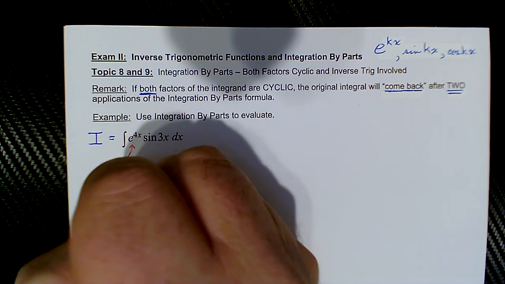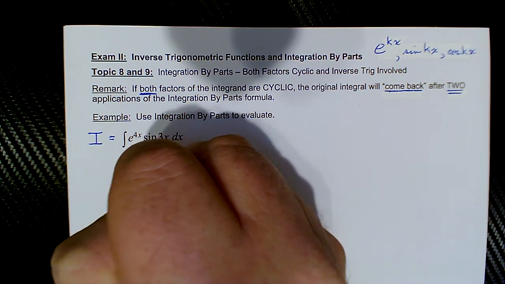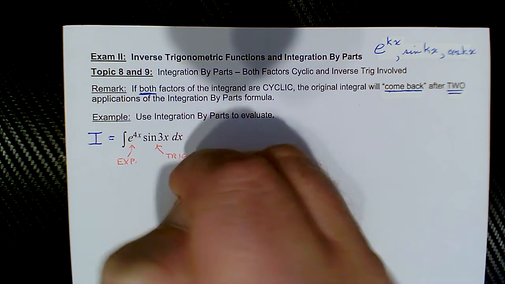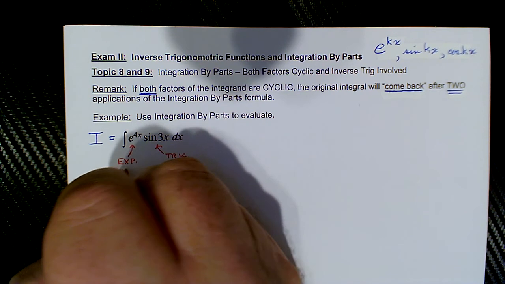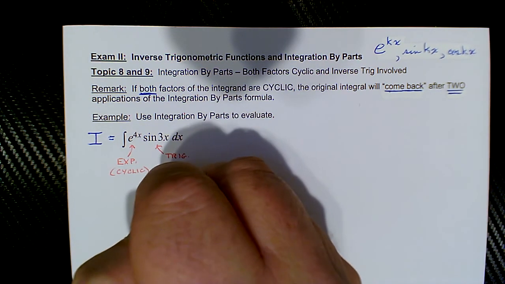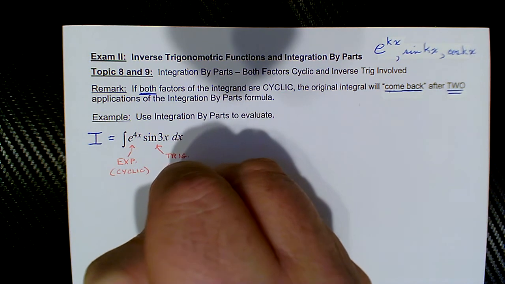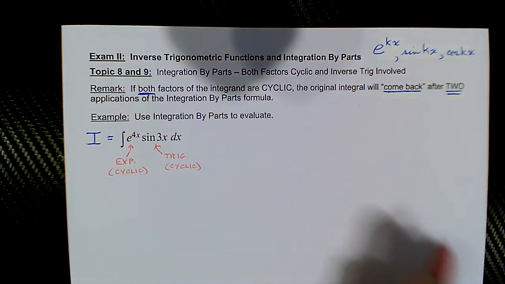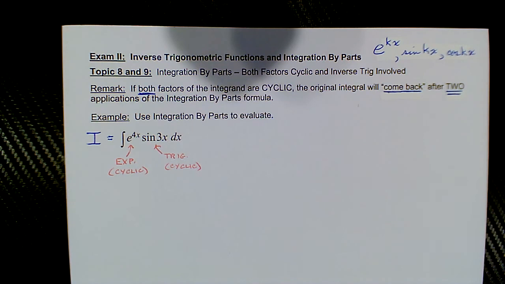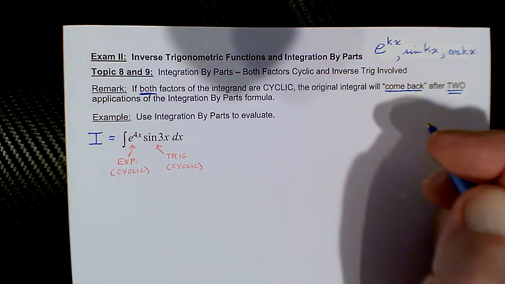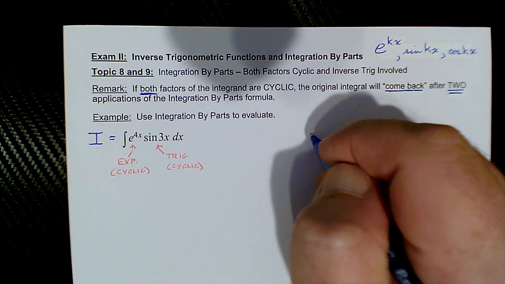E is exponential, sine is trigonometric, but moreover, it's e to the kx, so it's cyclic, and it's sine of kx, so it's cyclic. So you have to know that this is the special situation where both factors are cyclic and the original integral comes back after two applications of integration by parts.